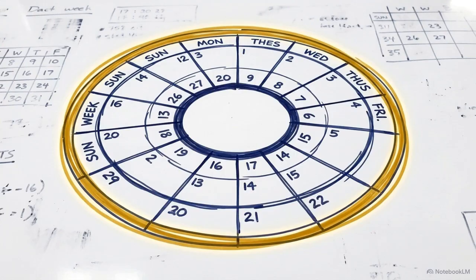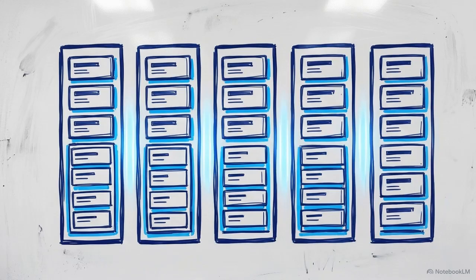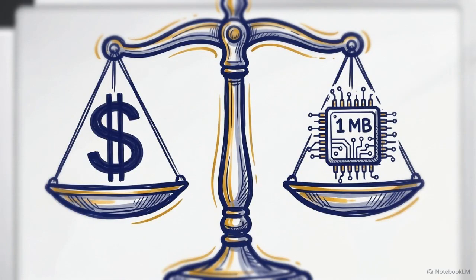We can map this architecture by tracing a single monthly billing cycle. Let's look at a hypothetical provider, Telcom1, processing data for a customer named Bovi. The system isolates different data types into these specific segments to ensure that every final dollar on the balance sheet can be traced back to the specific megabyte of data consumed.